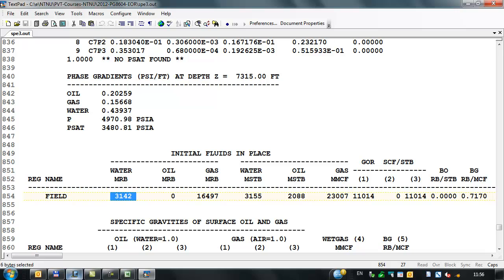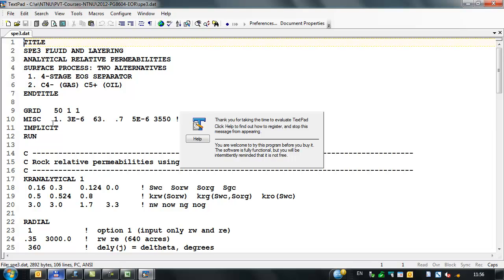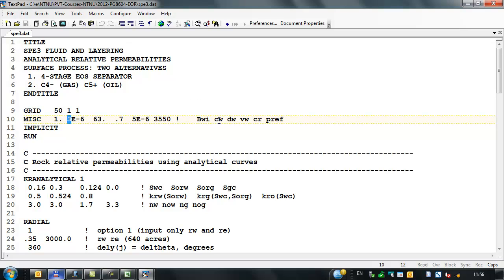So let's look at the data set for the simulator. Okay, and this number here is the compressibility of the water. If I want my system to be like my PVT simulator, then you have to make that 0. Okay? What else do we have to make 0? Well, the rock compressibility has to be 0, right? Now the hydrocarbon pore volume should remain constant in the simulator.